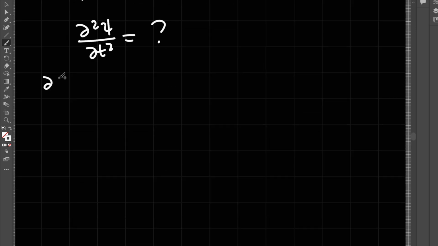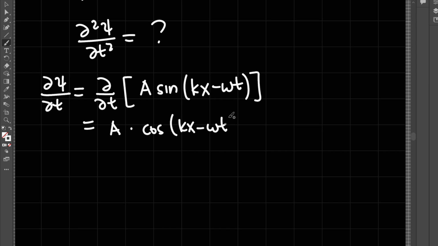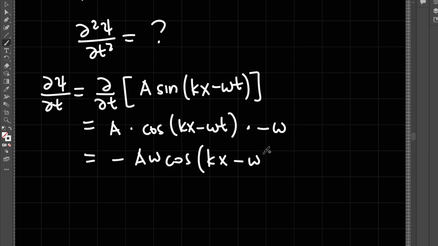Let's now find the expression for the second order partial of psi with respect to time. Let's write the partial of psi with respect to time. This is equal to partial over partial of t of A sine of kx minus omega t, which is equal to A times the derivative of sine, which is cosine kx minus omega t, times the derivative of the argument, which is negative omega. So we have negative A omega cosine kx minus omega t.